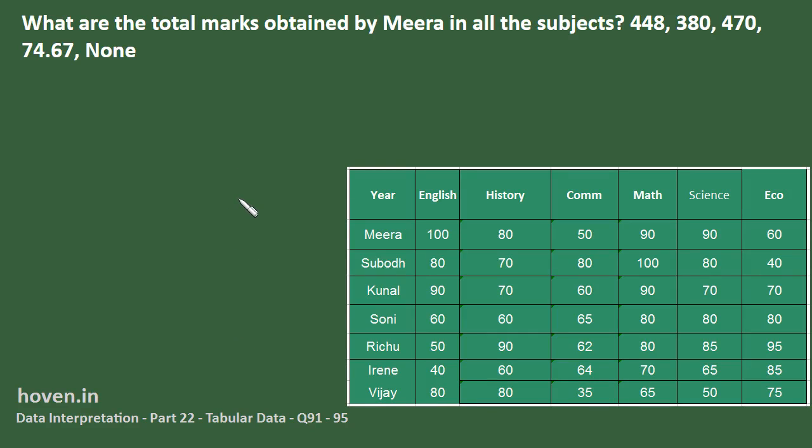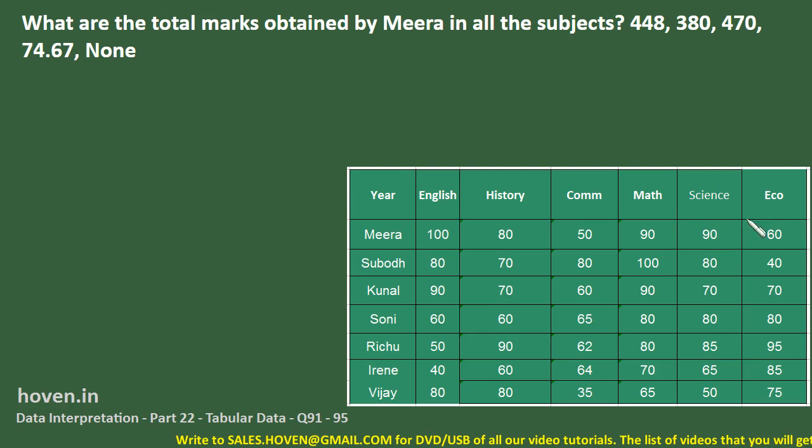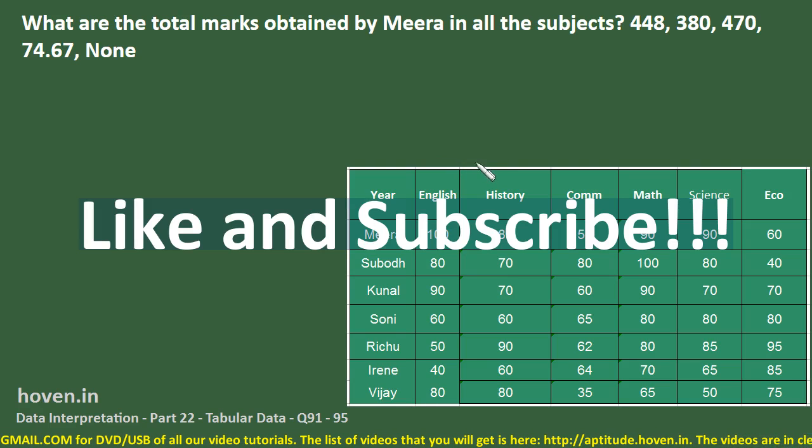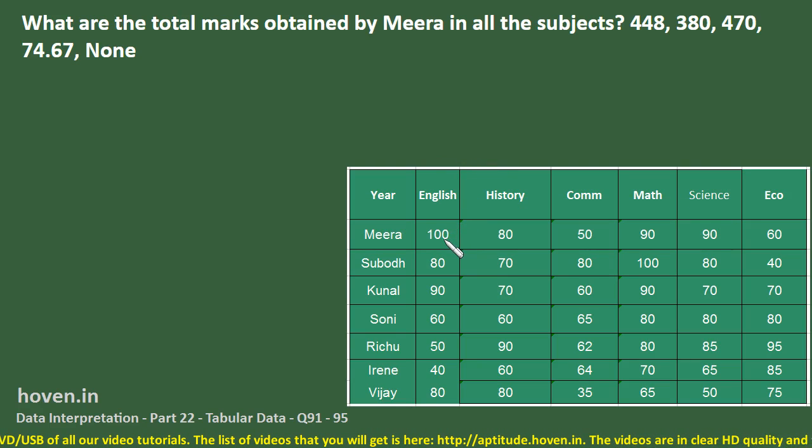We have to answer the questions on the basis of this tabular data. These are the names of students: Meera, Subodh, Kunal, Soni, Richu. And these are the subjects: English, History, Commerce, Math, Science, Economics. And this is the score by the student out of 100. We have not shown out of 100 with this table, that is probably a miss here. But this means 100 marks out of 100, 80 out of 100, 50 out of 100, 35 out of 100. So on the basis of this information, we have to answer the questions.